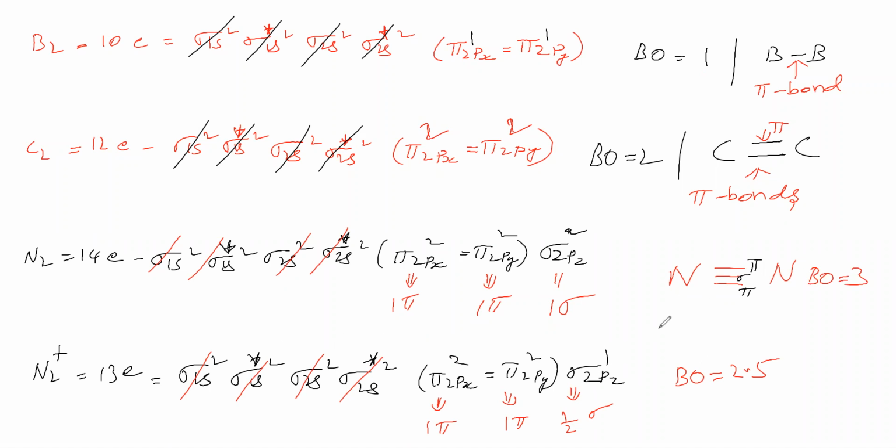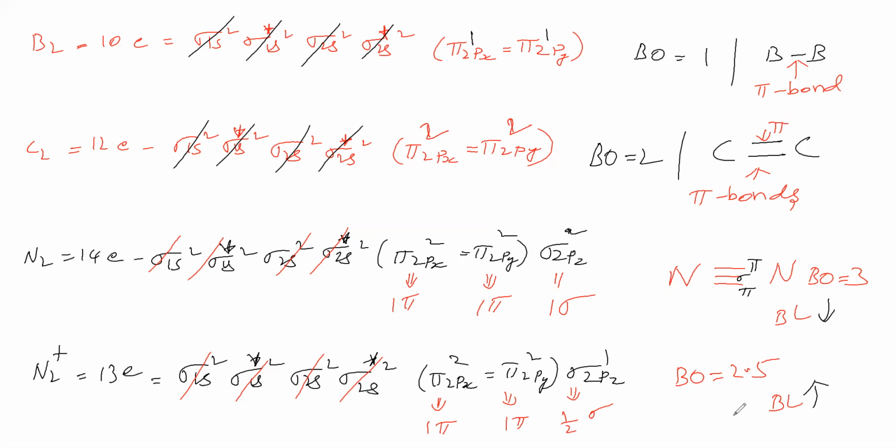Now, what is the bond length? That we will see. In N2, 6 electrons are responsible for bonding, and in N2 plus, 5 electrons are responsible for bonding. 6 electrons responsible means more attraction, more attraction means atoms will be closer, therefore bond length will be less. Here 5 electrons are responsible for bonding, that means less attraction, less attraction means atoms will be somewhat far away, therefore bond length will be high. So if bond order is high, bond length will be low, like this we can say.